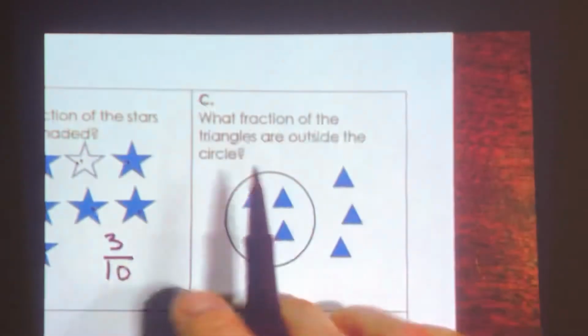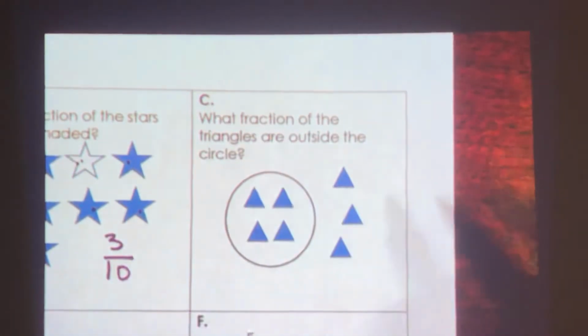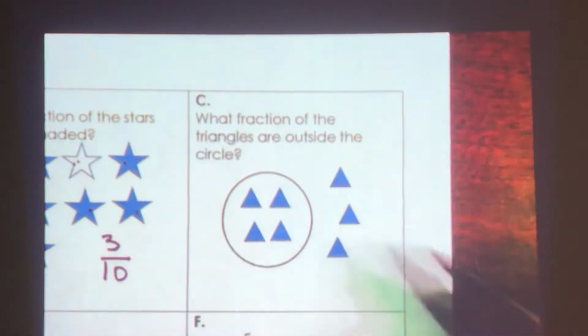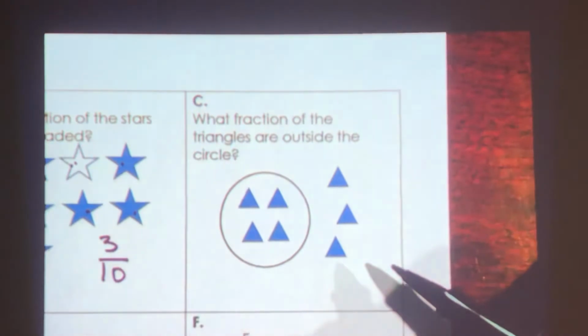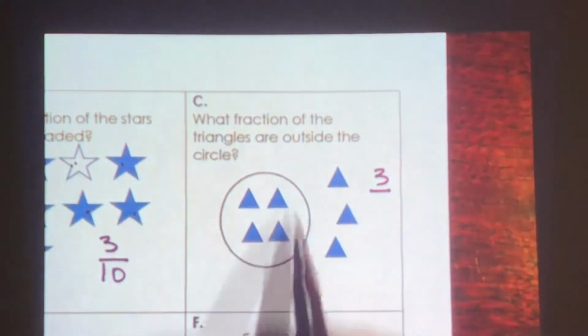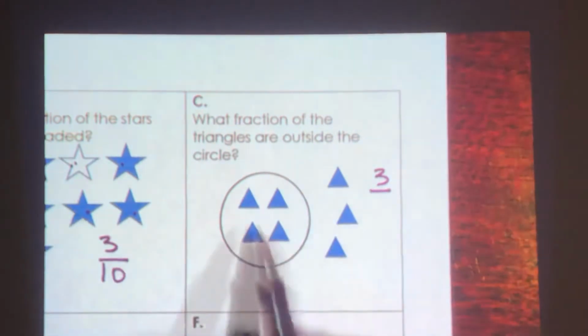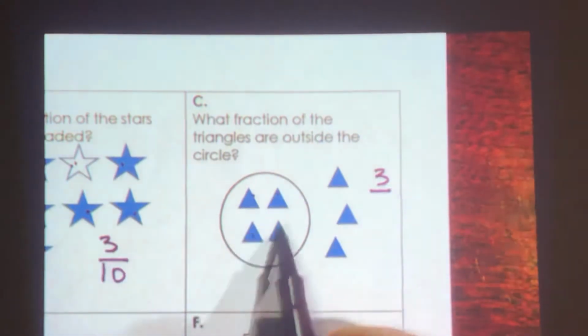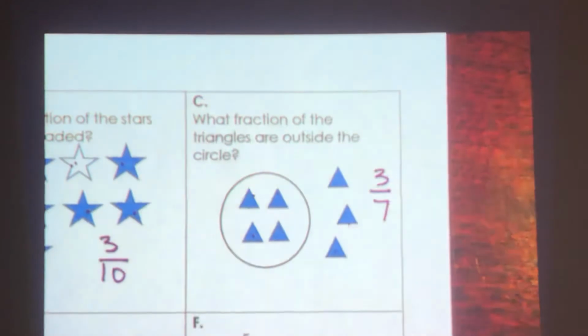Letter C, what fraction of the triangles are outside of the circle? So the ones that are outside, those are the ones that I'm counting. Those would be my numerator, 1, 2, 3. And my denominator is going to be the total number of triangles in this picture, which are 1, 2, 3, 4, 5, 6, 7. So 3/7 for letter C.